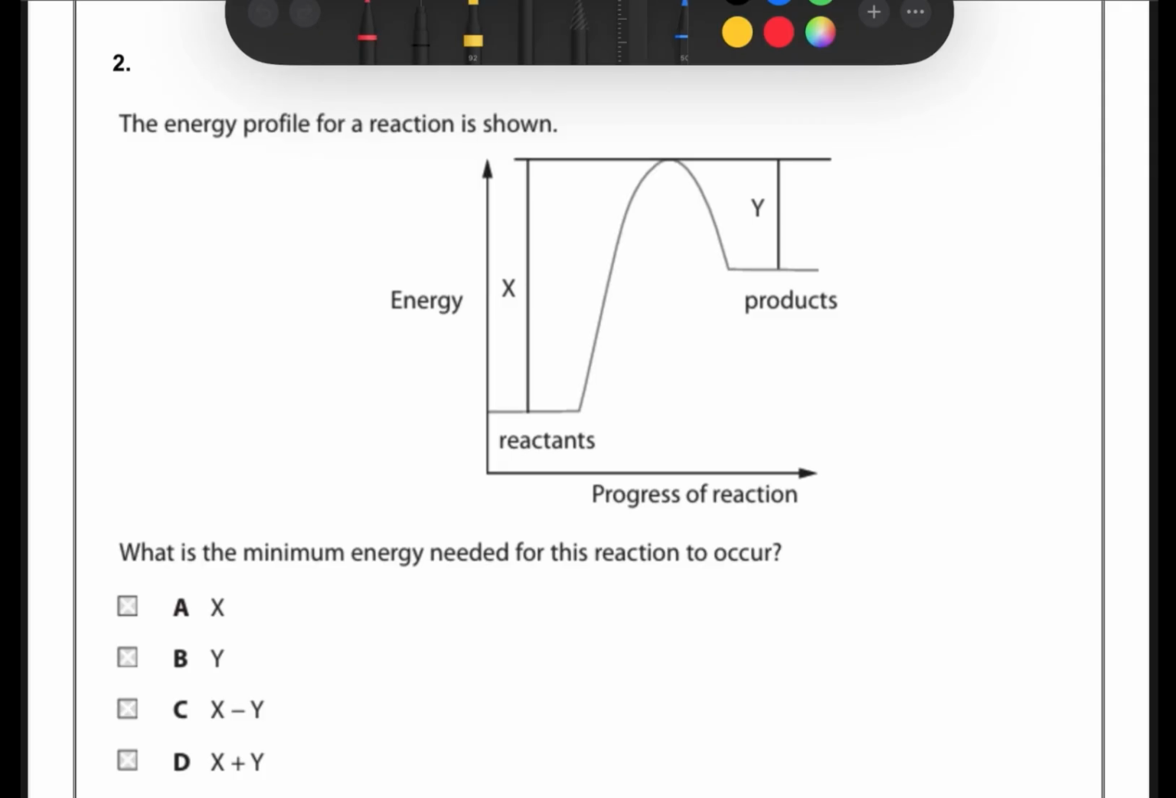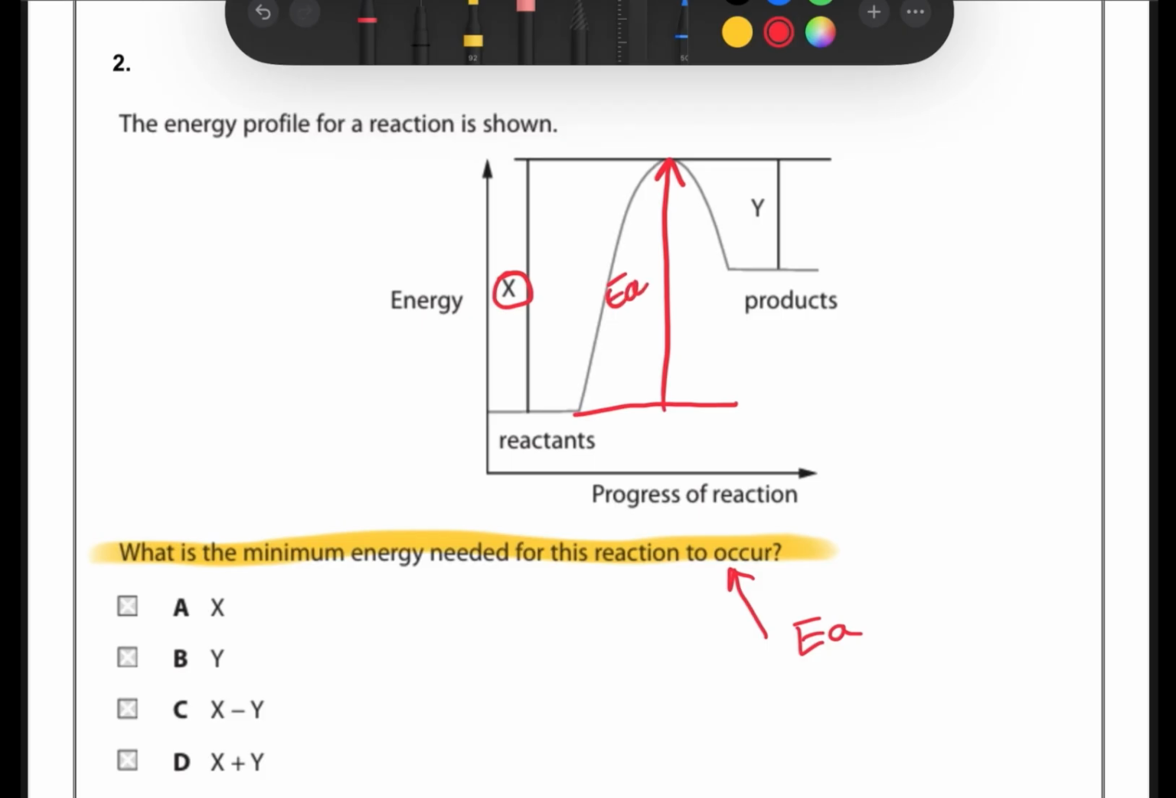Let's start with question 2. Question 2 says the energy profile for a reaction is shown. What is the minimum energy needed for this reaction to occur? Just keep in mind this definition is for the activation energy. The activation energy is defined as the minimum amount of energy required for the reaction to occur or to take place. It extends from the reactant to the top right here. The answer is X, since it represents the activation energy.